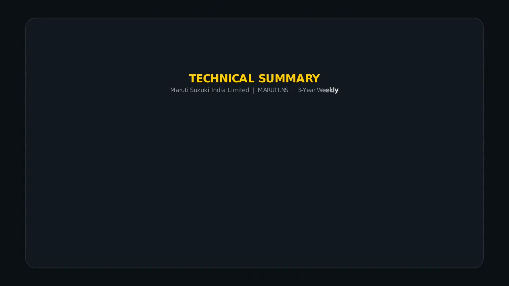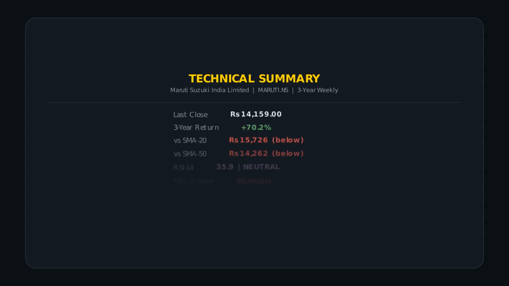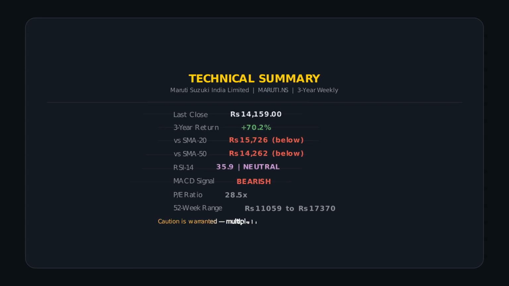Here is the complete technical summary for Maruti Suzuki India Limited. The stock has returned plus 72% over 3 years. RSI is 35.9, neutral. MACD is bearish. Price is below the 50-day moving average. Caution is warranted. Multiple indicators are showing weakness. Remember, this is math. Every number here has a formula behind it.